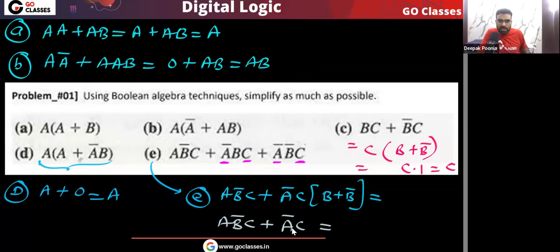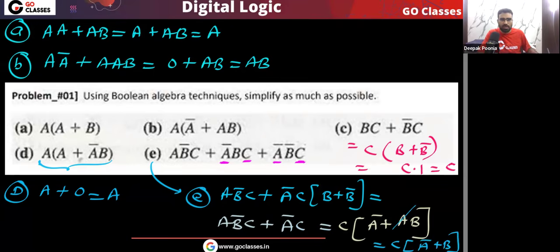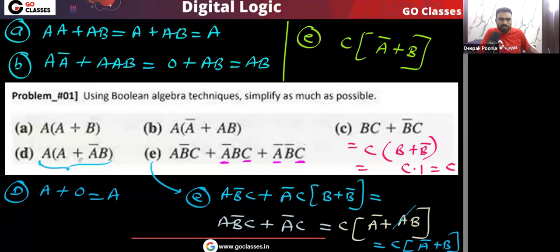Again what I can do? I can take this C out. If I take this C out, I will get A B bar or A bar. If you remember, I told you this rule, that A bar or AB, you can remove this A. So finally the expression that you will get, that will be C, and inside you will get A bar or B. Okay, very simple. So remember, for this E, the answer is C, and inside you are getting A bar or B. This is the answer for option E.